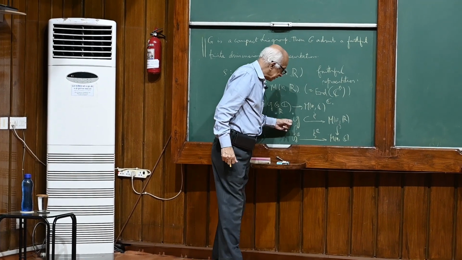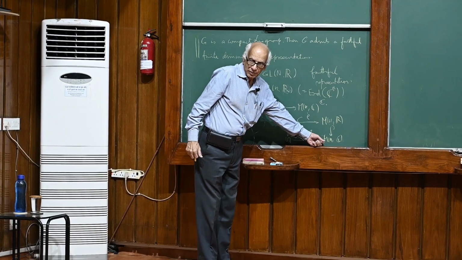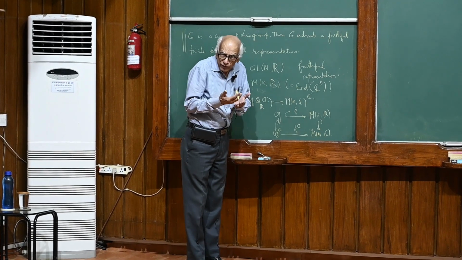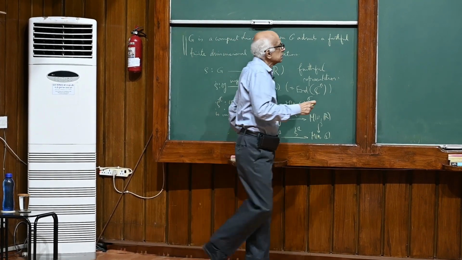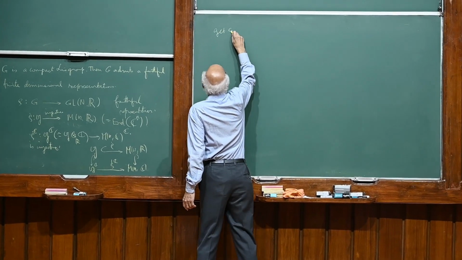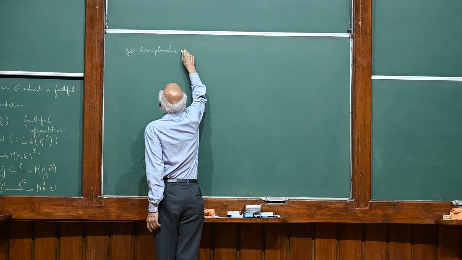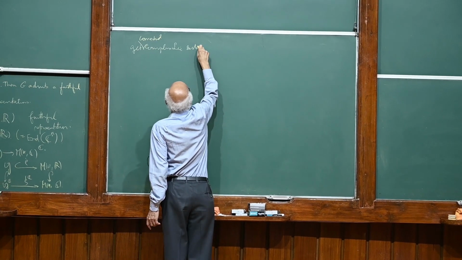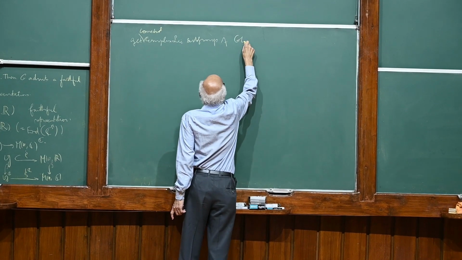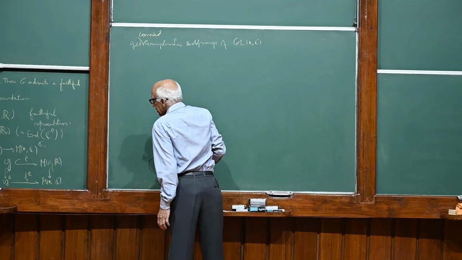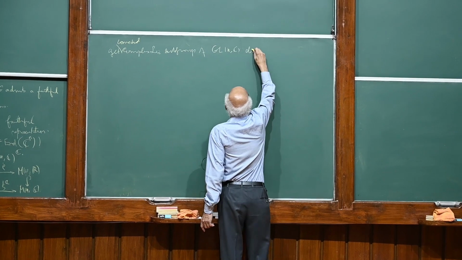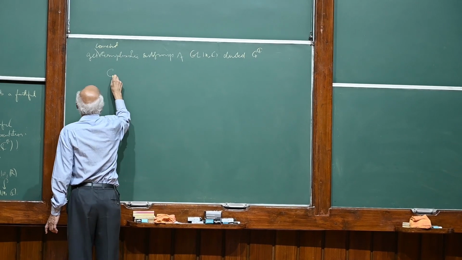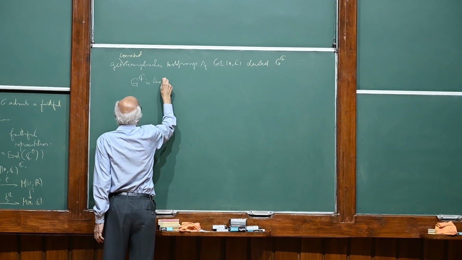So the corresponding complex group algebra is a subalgebra of M_n(C), and therefore you get a complex Lie subgroup of GL_n(C), a connected complex Lie group, which I denote G_C. G_C is the complexification of G.